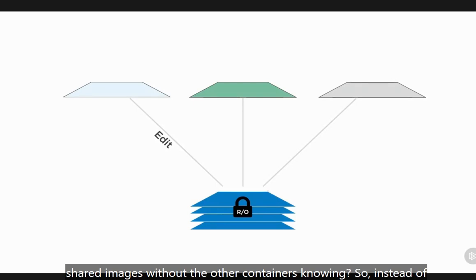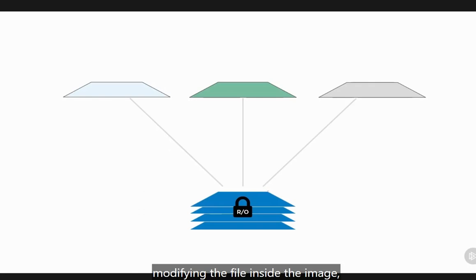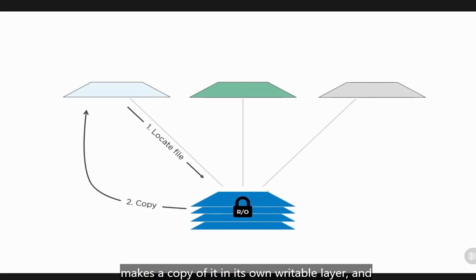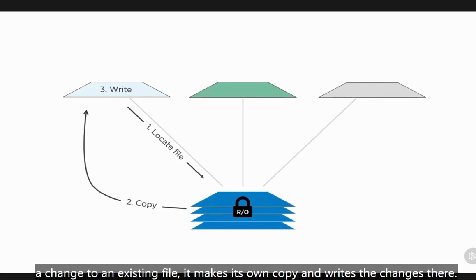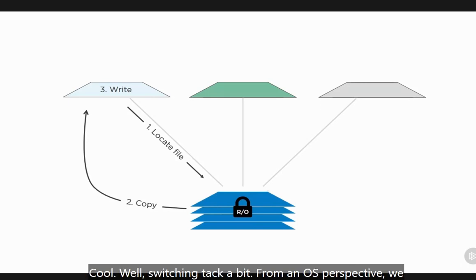So, instead of modifying the file inside the image, the container locates it in the layers down here, makes a copy of it in its own writable layer, and makes the change there. That way, right, the container gets the full read-write experience, but without having to have write access to the image. And we call this copy on write. Anytime the container needs to write a change to an existing file, it makes its own copy and writes the changes there. Cool.